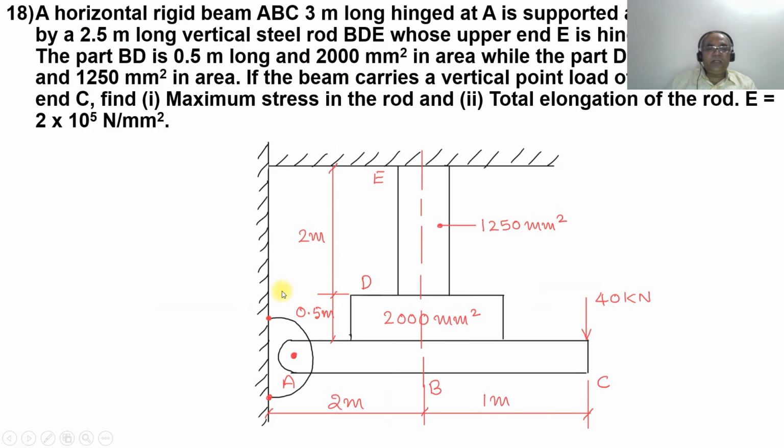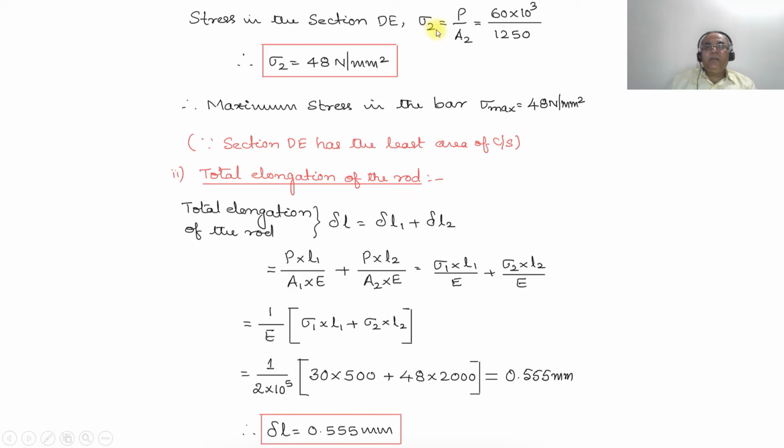Now what is the stress in the section DE? The load acting is 60 kilonewton divided by 1250 mm square. So here sigma 2 will be equal to P by A2, so 60 into 10 to the power of 3 by 1250. On simplification, sigma 2 will be equal to 48 Newton per mm square.